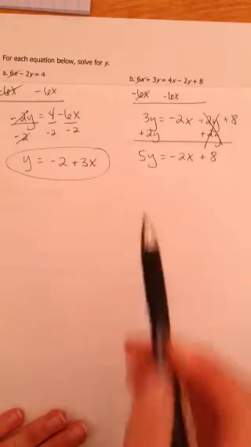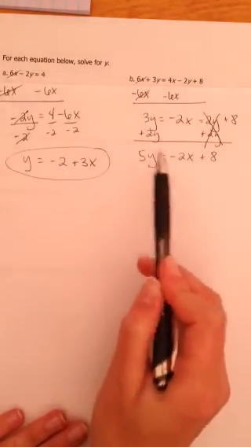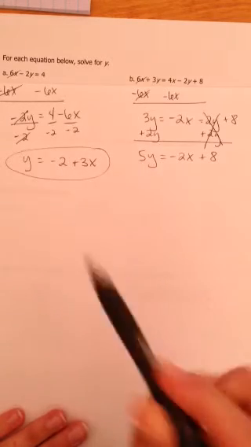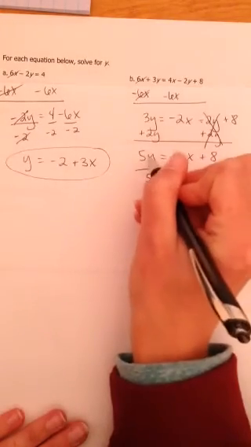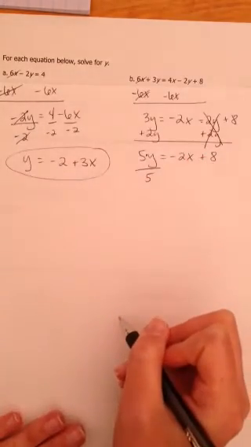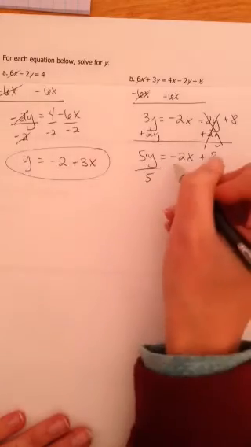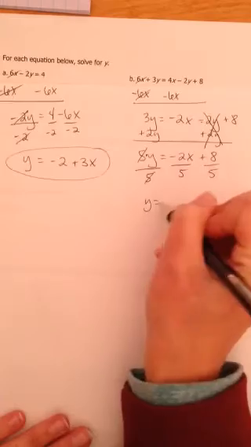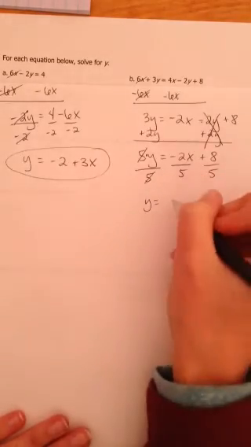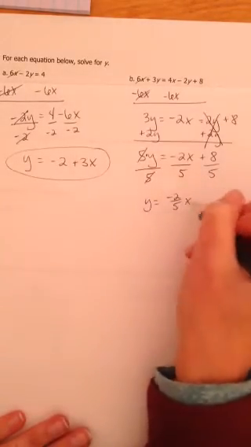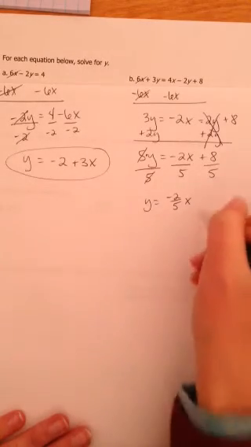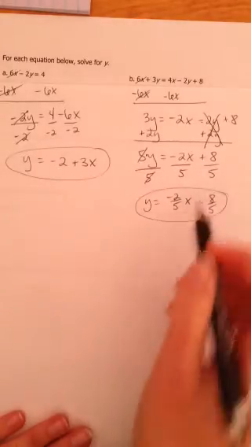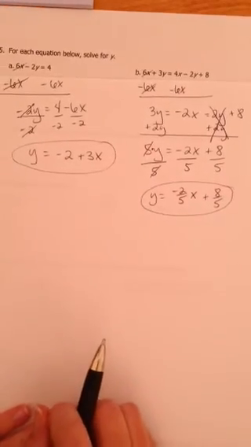Last step, once all my y's are together on one side, now I'm going to divide by this number to undo multiplying, because this is really 5 times y, so I want to do the opposite of that and divide by 5. So each term divided by 5. Now if you don't really know what negative 2 divided by 5 is, you can leave it as a fraction. Negative 2 over 5 x plus 8 over 5. And that's allowed. That's okay. So that's A and B.